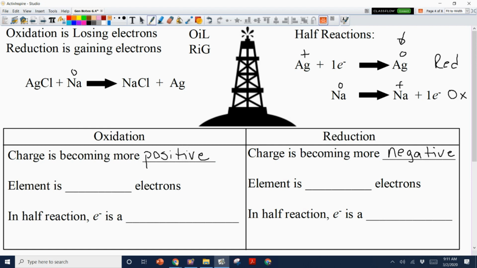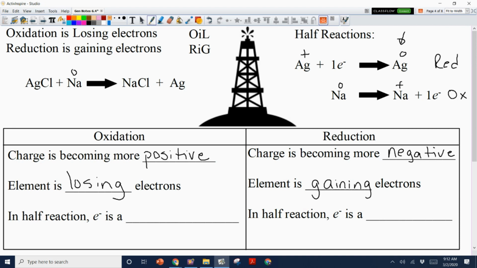Okay, because now we're losing electrons. So if you lose an electron, the charge becomes more positive. All right, so in oxidation, the element is gaining or losing electrons? Okay, so it's losing electrons. And over here in reduction, the element is gaining electrons.